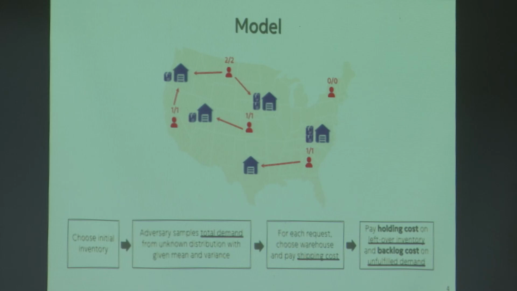In the end, there is some leftover inventory. You pay a holding cost per unit of the leftover. In this case, there was no unmet demand, so there's no backlog. But if there was, you would pay a backlog cost and the shipping cost in the fulfillment. So that is the model.